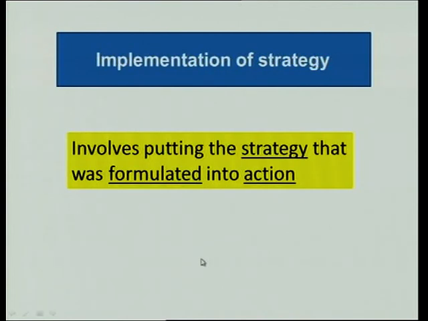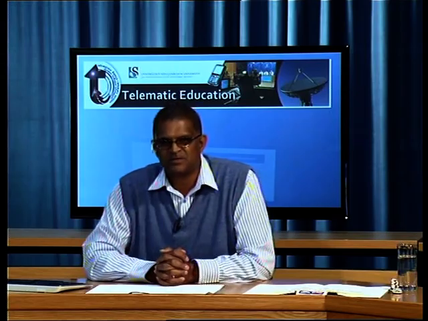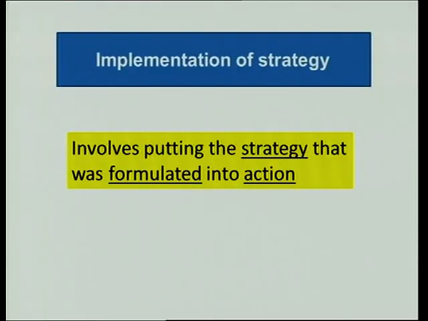Righto. The third step would be the implementation of the strategy. Now remember, we've developed different ones. We've chosen the best one, and now we can't just leave it there. We need to implement it. We need to put it into action, and that is what implementation means. It involves putting the strategy that you formulated into action, into practical things. And how do we do that?